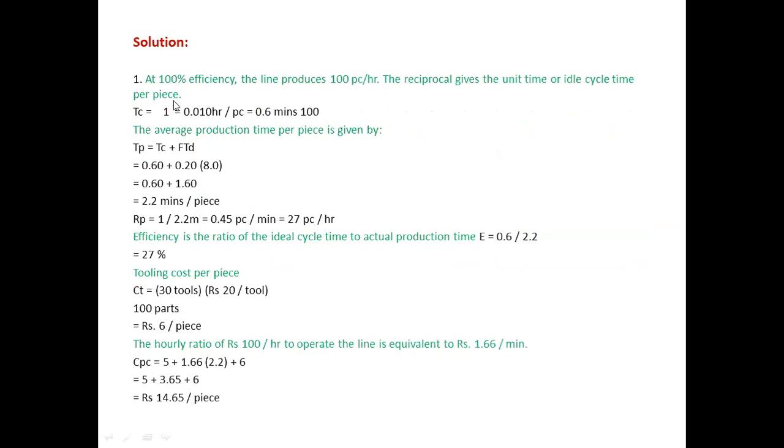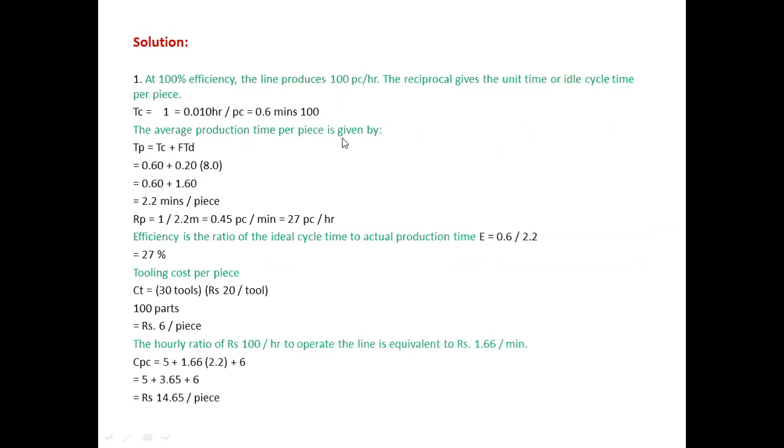For example, for 100% efficiency, if the line produces 100 pieces per hour, the reciprocal gives the unit time or ideal cycle time per piece. So TC can be calculated as 1 upon R. This relates to your efficiency E, because efficiency is also equal to 1 upon TC. So TC equals, the reciprocal, 0.6 minute for 100 pieces per hour, right?